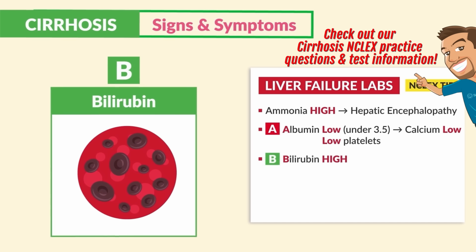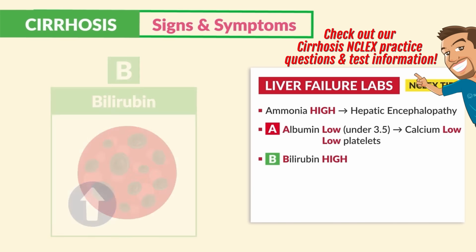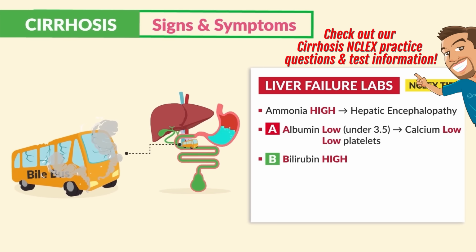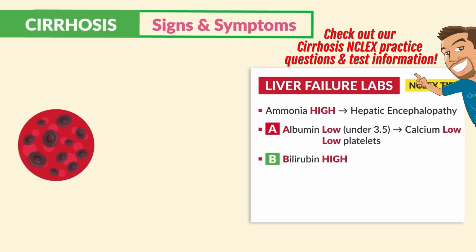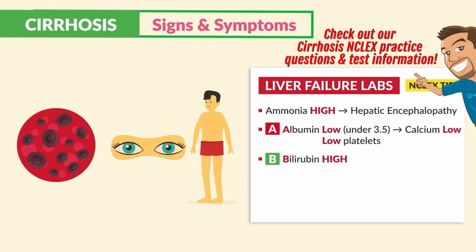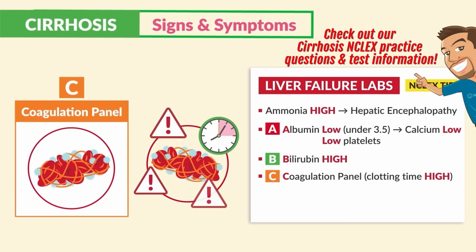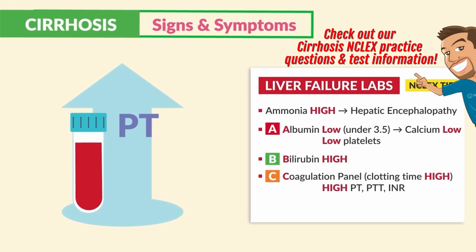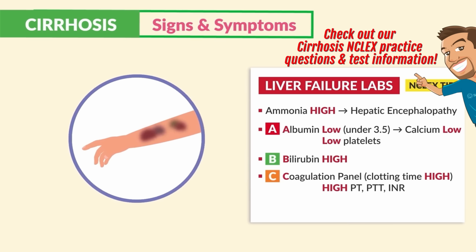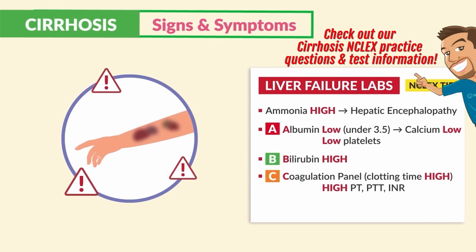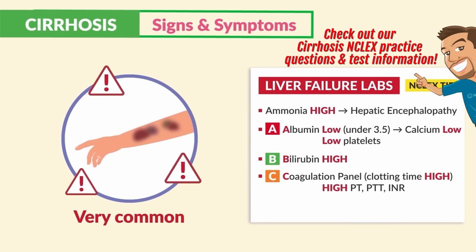Now B for bilirubin, that'll be high, since our bile bus is out of commission, not scooping up little Billy, our bilirubin, causing the body to become jaundice yellow. And C is the coagulation panel, or the clotting factors. Basically, our clotting times will be high. So we'll have high PT, PTT, and INR. So a higher risk for bleeding. Bruising is very common with these clients.